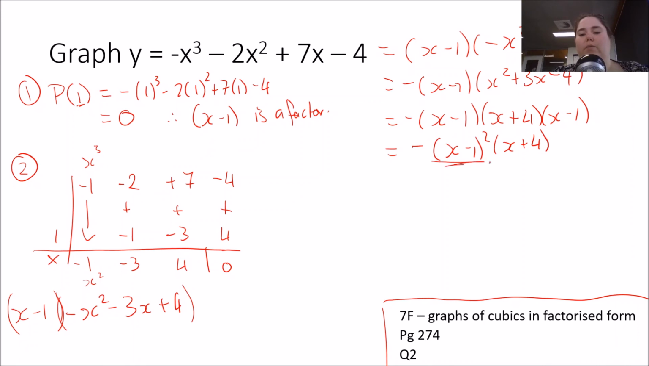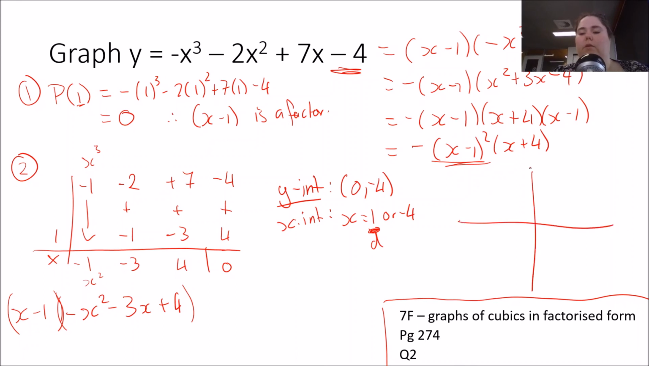Hey, we've got a square bracket, which means we're going to have a bouncing graph. So my y-intercept, once again, I can actually get it from the original equation. And my x-intercepts, x equals 1 or negative 4. And this one is my double.